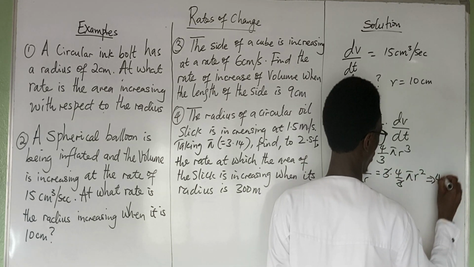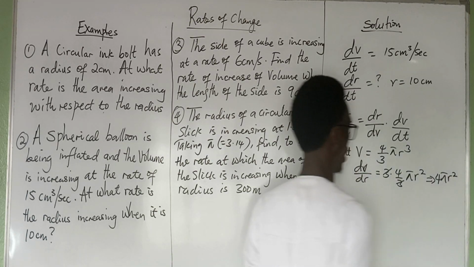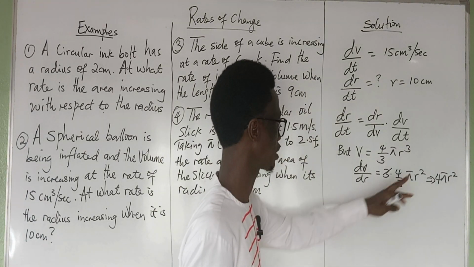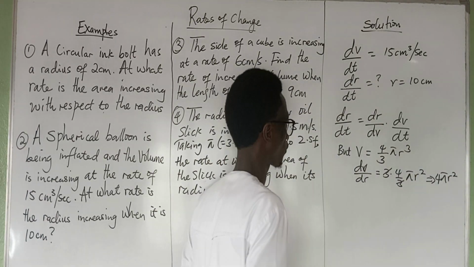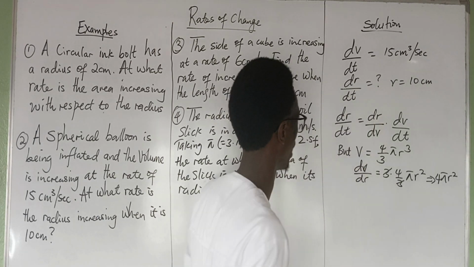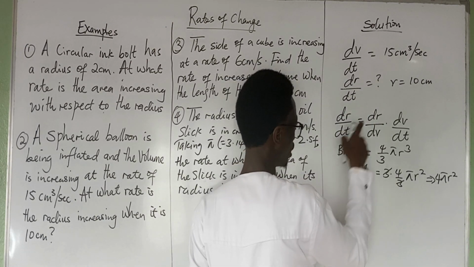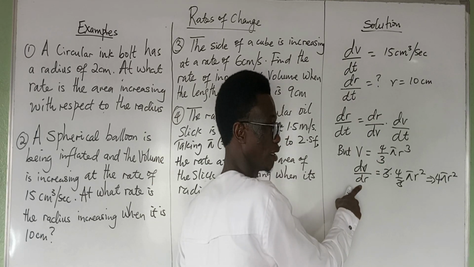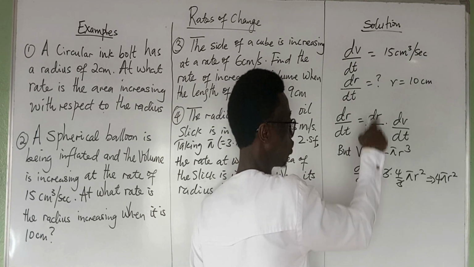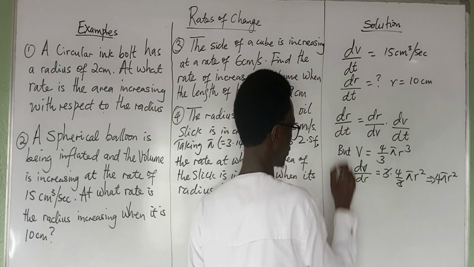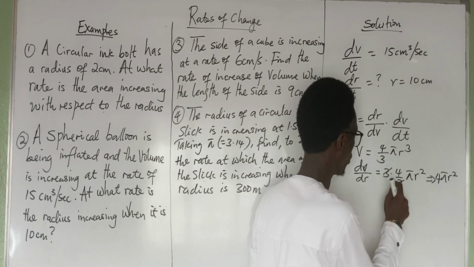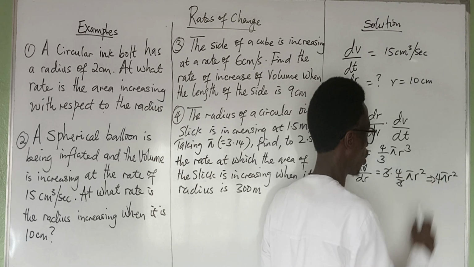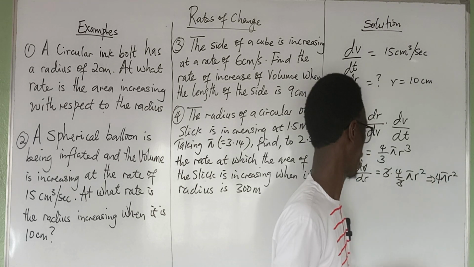You are going to have 4 pi r squared. So now you are going to substitute this into this formula. But one thing you should know here: this is dr over dv, and this is dv over dr. So if you want to write this in this form, it's going to be dr. When we cancel this and this, we have 4 pi r squared.